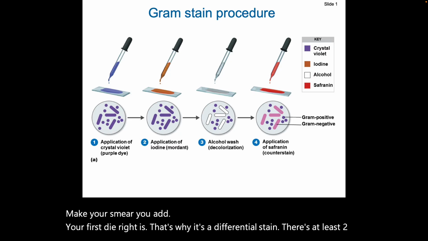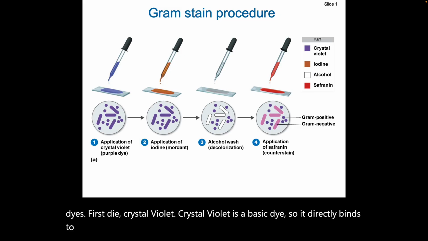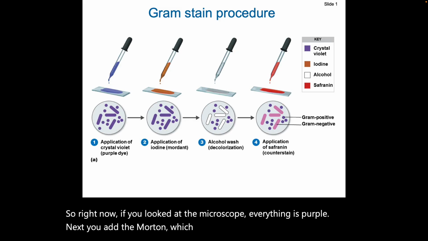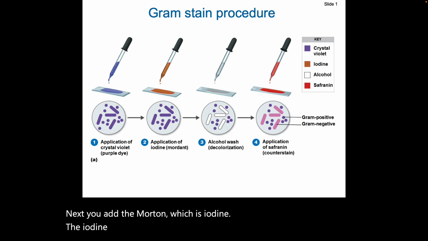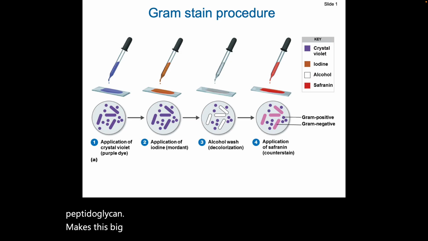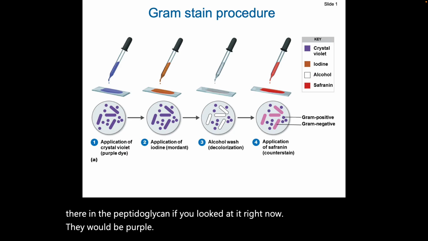First dye, crystal violet. Crystal violet is a basic dye, so it directly binds to the bacterium. It's purple. So right now, if you looked at the microscope, everything is purple. Next, you add the mordant, which is iodine. The iodine binds to the crystal violet and helps it really stick inside of the peptidoglycan. Makes this big crystal violet iodine complex that really gets kind of trapped there in the peptidoglycan. If you looked at them right now, they would be purple.